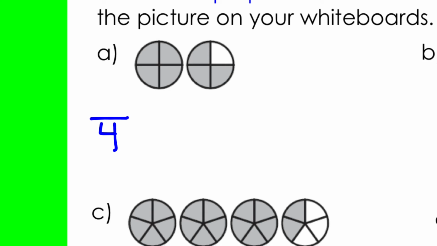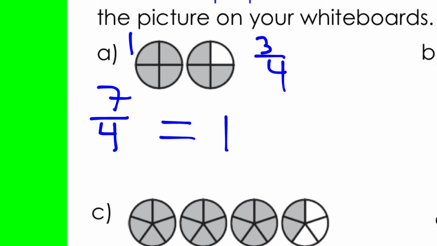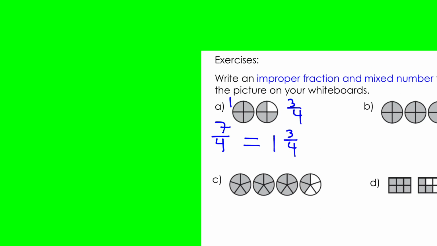So that's going to be the denominator of our fraction. Now count how many of those fourths we have. I count 1, 2, 3, 4, 5, 6, 7. So the improper fraction is 7 out of 4. And if we're talking about the mixed number, well, the first picture is completely shaded in, so it represents 1 whole. And the second picture represents 3 out of 4. So that's 1 whole and 3 over 4. Improper fraction, mixed number.